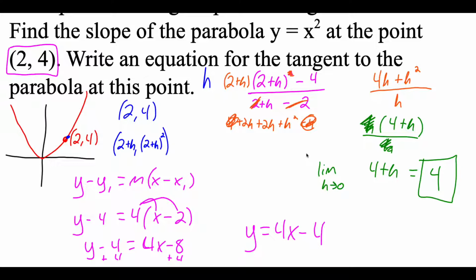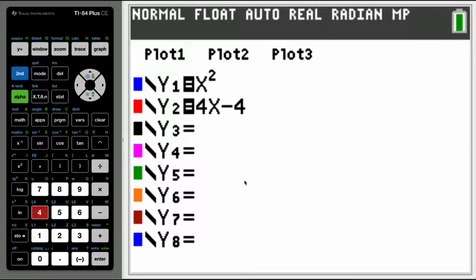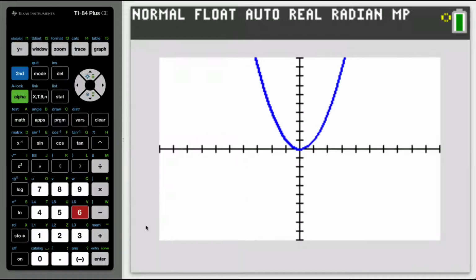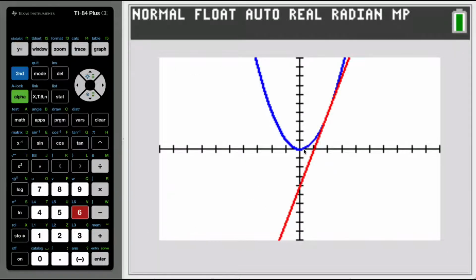Now what I'm going to do with that is I'm going to graph both of these out. I'm going to graph out just that x squared. I'm going to graph out this 4x minus 4 to kind of prove that we do in fact have a tangent line happening at this point 2, 4. So in my calculator, I have both of those typed in. I have the x squared and I have the 4x minus 4. I'm going to do zoom 6 to get my nice 10 by 10 window. So we can see our blue parabola and then we can see our red line.